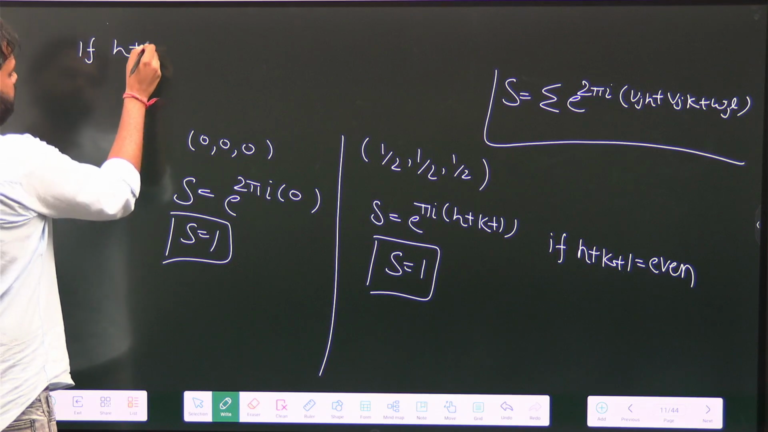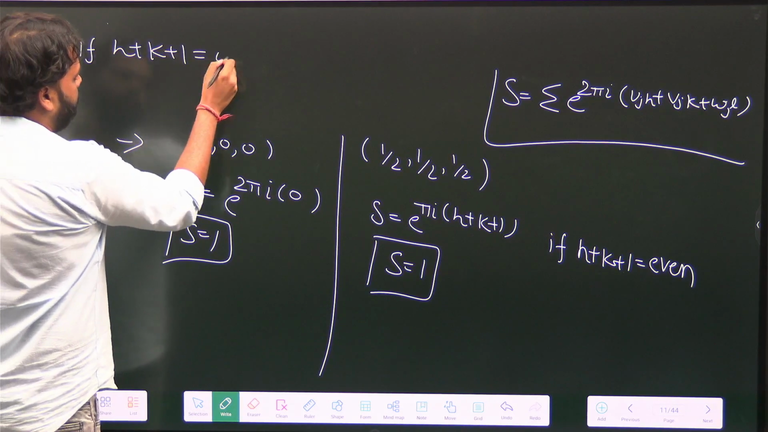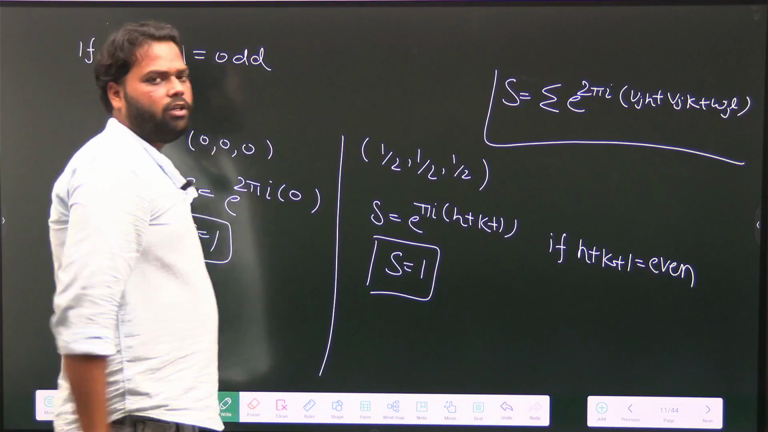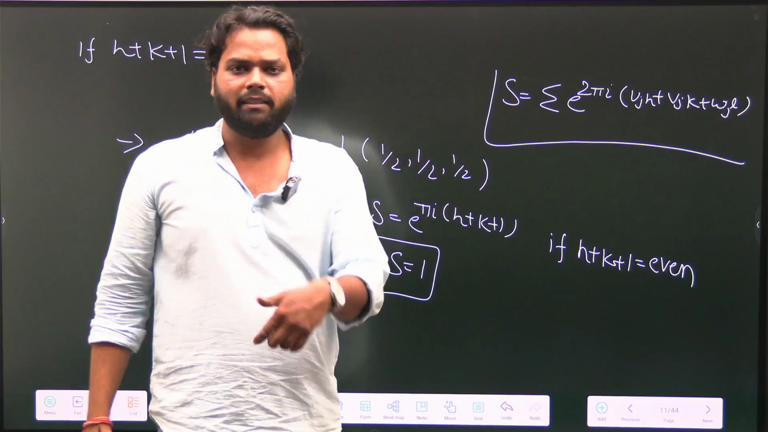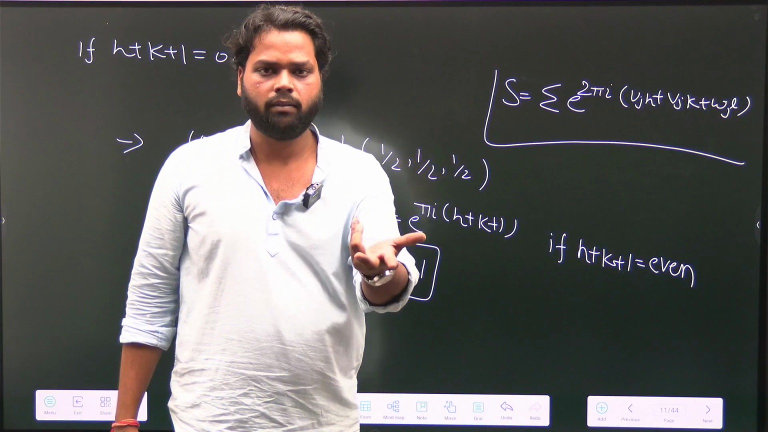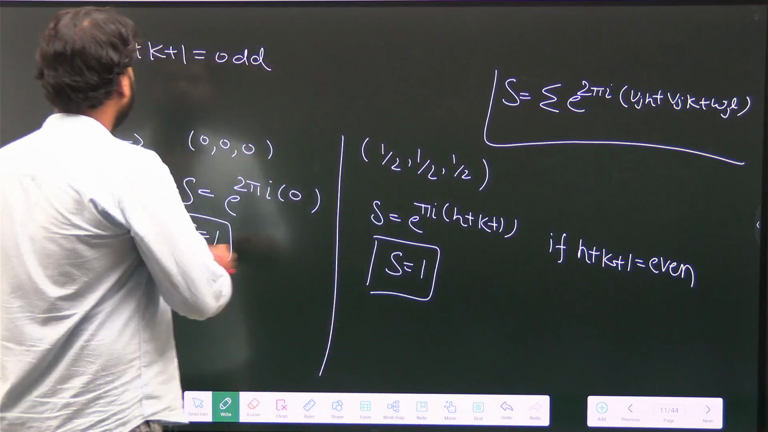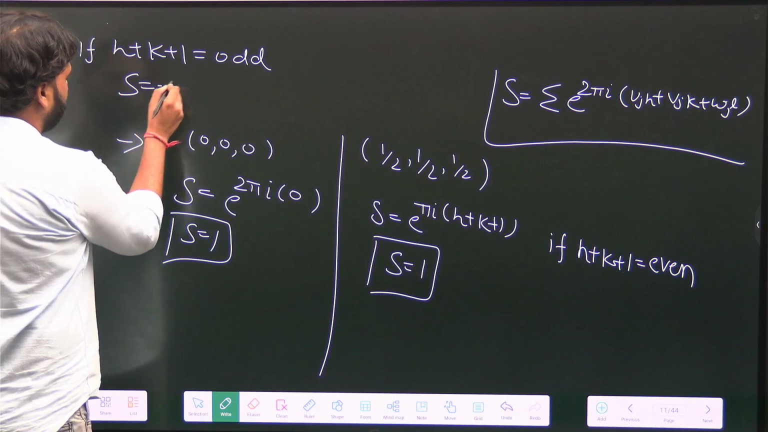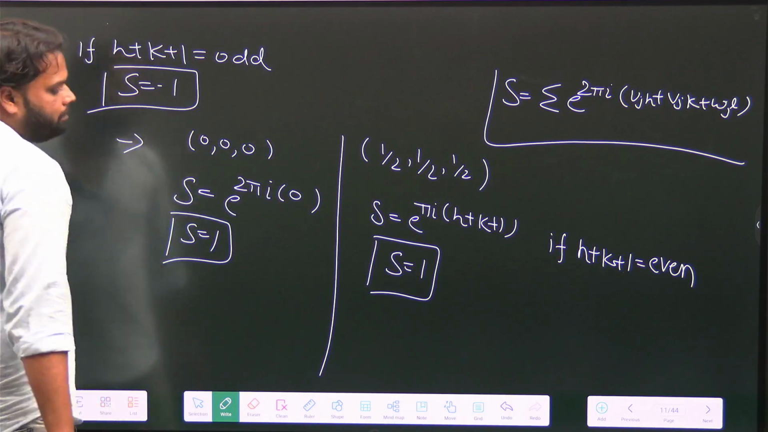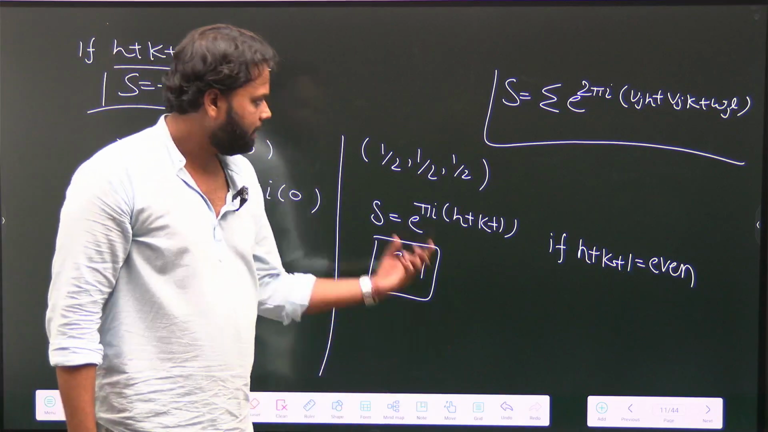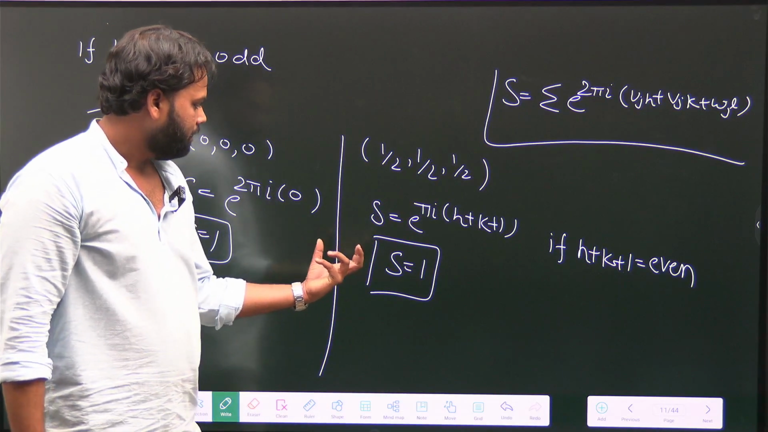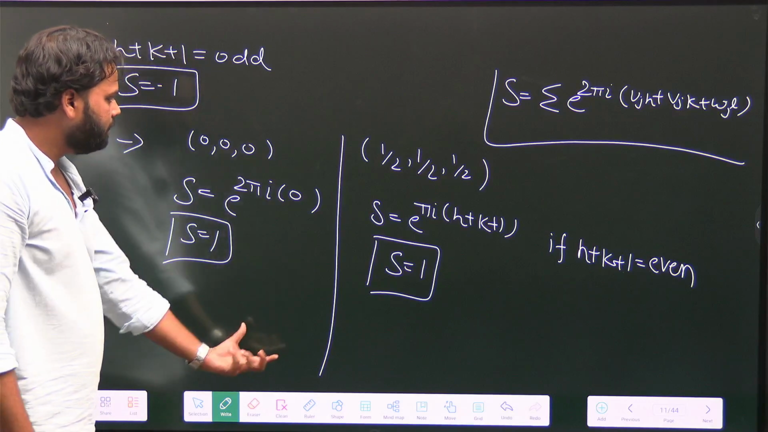If h plus k plus l is odd, then cos 3 pi, 5 pi, 7 pi, all will be minus 1. All will be minus 1, then the value of s is minus 1. Okay? Can you see something? Summation also has to be done, for both coordinates.